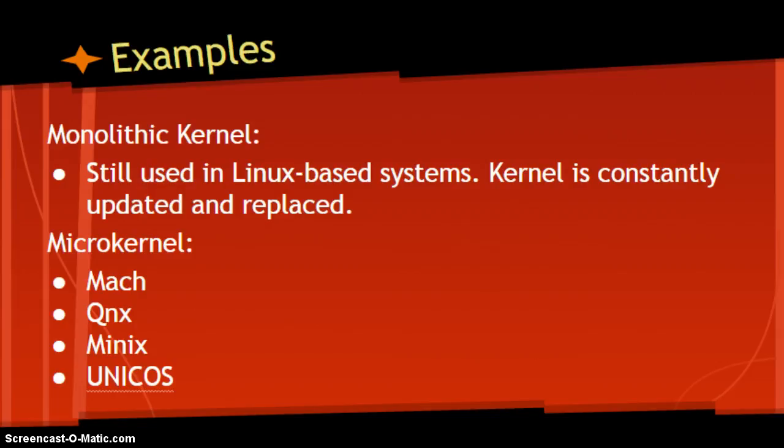Talking about examples of monolithic and microkernels, for the monolithic kernel, it is still used in Linux-based systems. The kernel is constantly updated and replaced. Talking about microkernels, we have, for example, Mach, QNX, Minix, and also UNICOS.